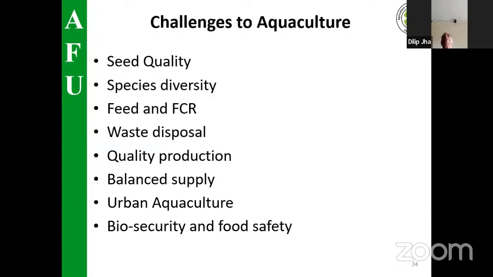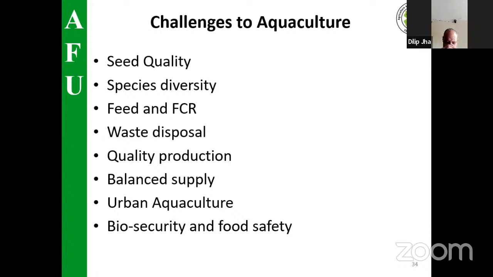So what then are the challenges? Even for crop, horticulture, anything, we need seed. No seed, no crop. Seed is a very important determining factor. So seed quality, not only for fish but for all the components, which we have already discussed previously. So seed quality, species diversity, feed and FCR. Food conversion ratio is also one of the points. Though 2 is not bad, if we achieve 1.5 FCR, then it's good. 1 to 1 is very difficult.